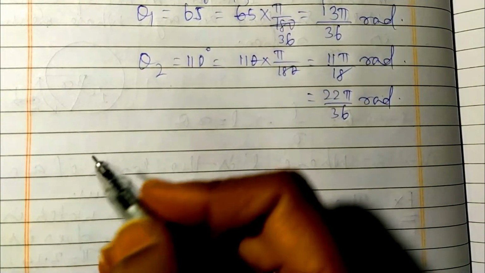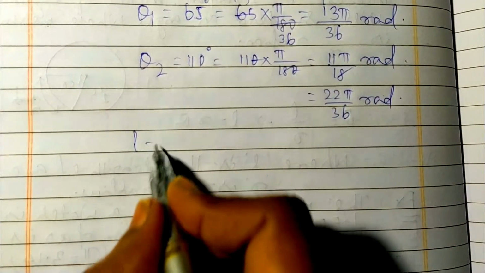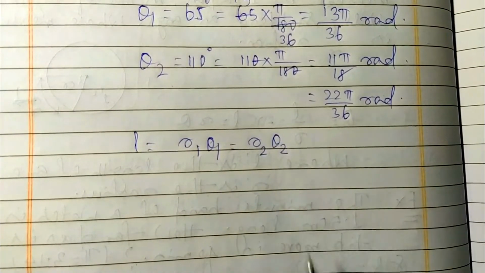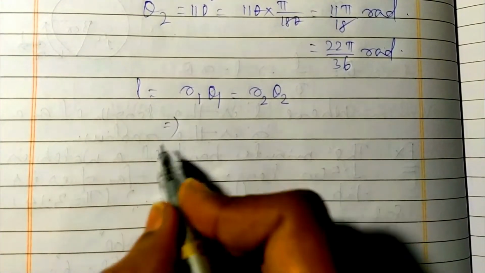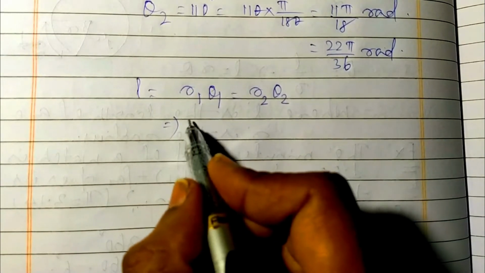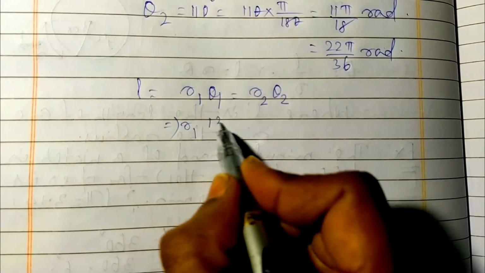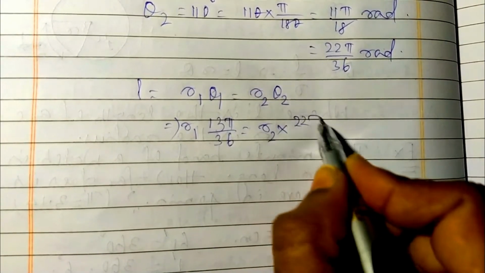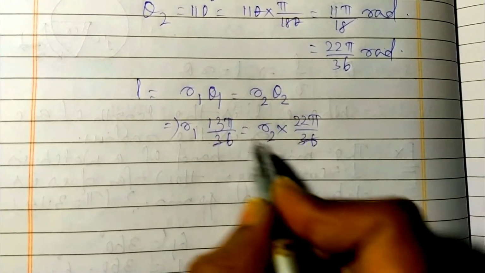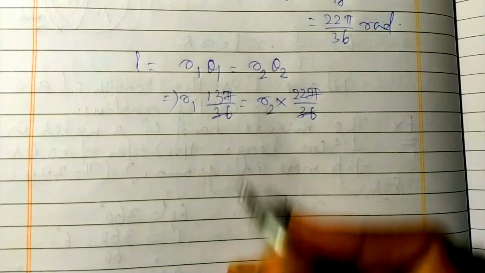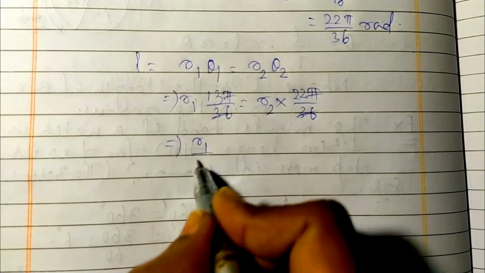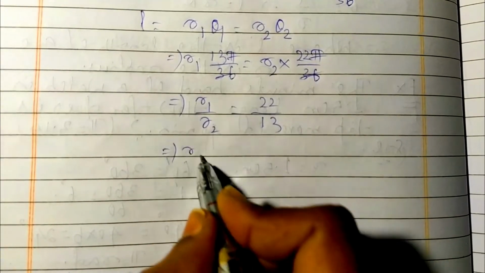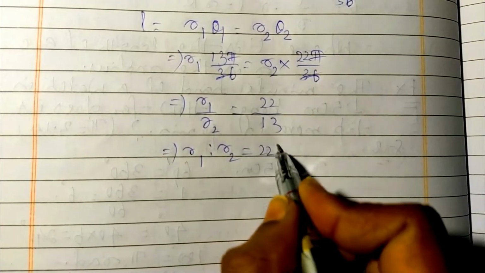Also in the question it is given that both arcs have the same length, that means L is equal to R1 theta 1 is equal to R2 theta 2. So R1 into 13 pi by 36 is equal to R2 into 22 pi by 36. 36 cancel, pi cancel. So R1 by R2 is equal to 22 by 13. So R1 is to R2 is equal to 22 is to 13. Understood?